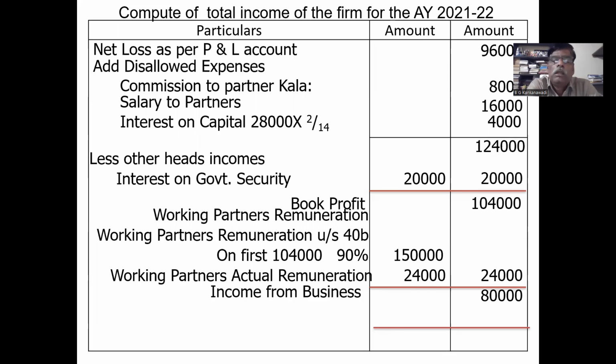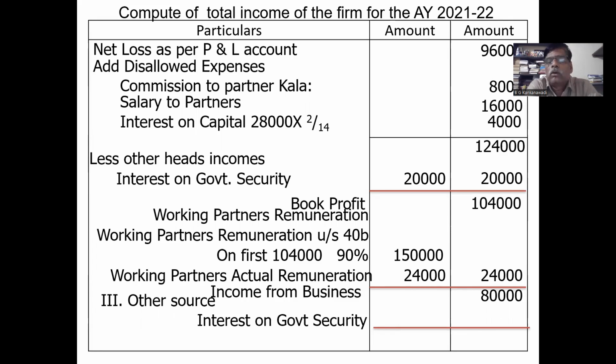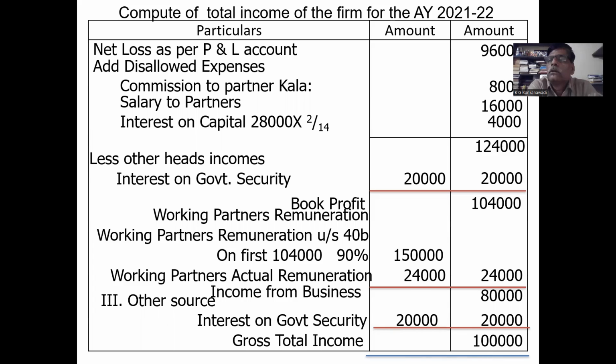80,000 is the income from business. Income from business. Then income from other sources, government security. Interest on government security, 20,000. So gross total income is 1 lakh. Gross total income is 1 lakh. And this gross total income itself is total income because there is no other deduction.